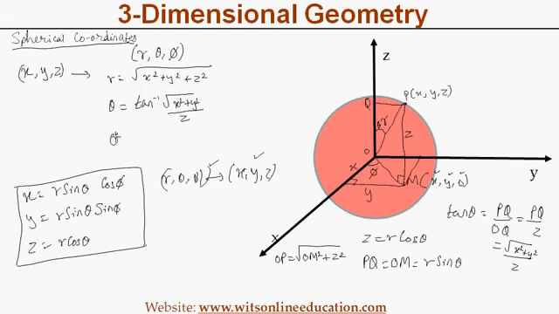Now we'll find this phi. Phi is simply tan inverse y upon x, as tan phi is y upon x. So phi is tan inverse y upon x. So in this way we can find r, theta, phi given x, y, z, and we can also find x, y, z if we are given r, theta and phi from this set of relations.